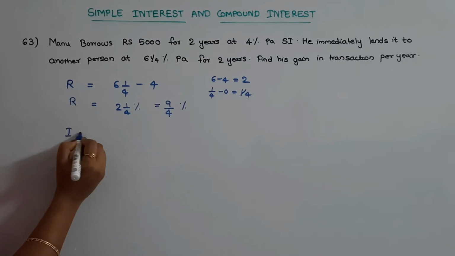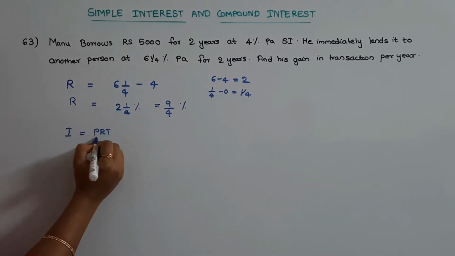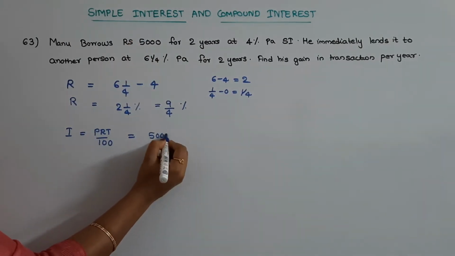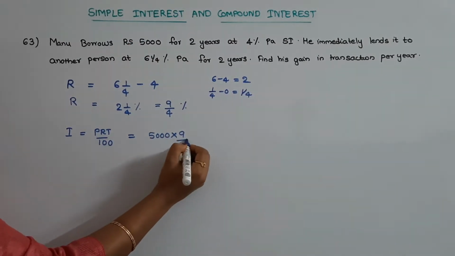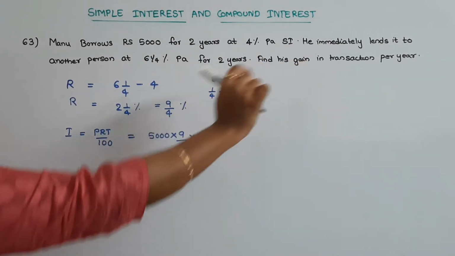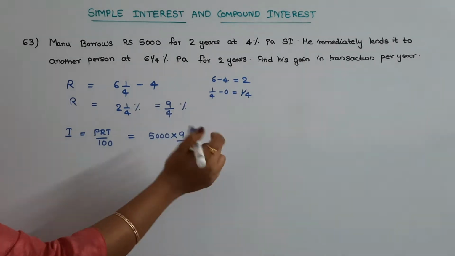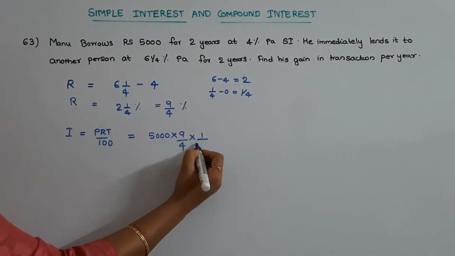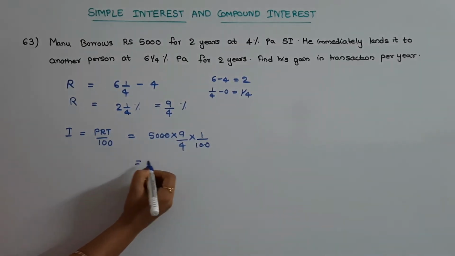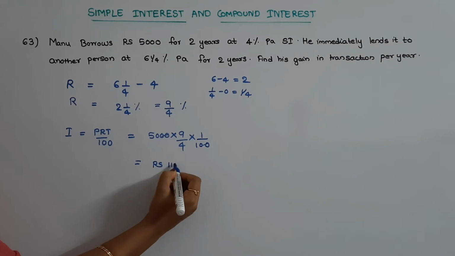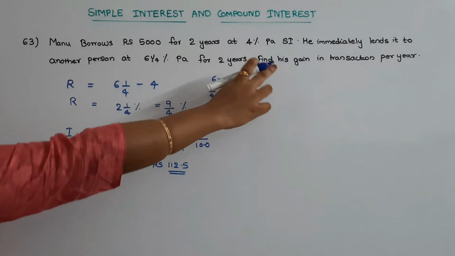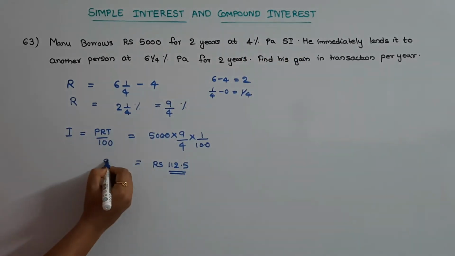Now, in order to get the profit, find out the interest by using this rate. So, interest will be equal to PRT by 100. What is the principal given? That is 5,000 into rate is 9/4 into time. We need to find out his gain in transaction per year, so time period we need to take as 1, by 100. So, on solving this, you will get the value as rupees 112.5. Hence, this will be equal to his gain in transaction per year.